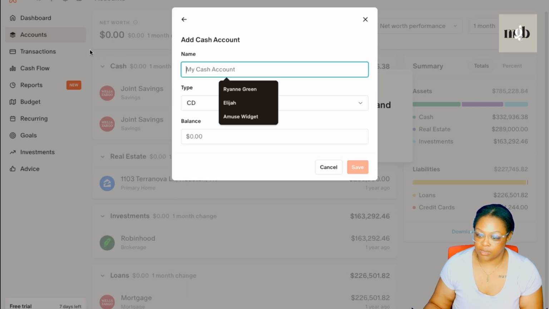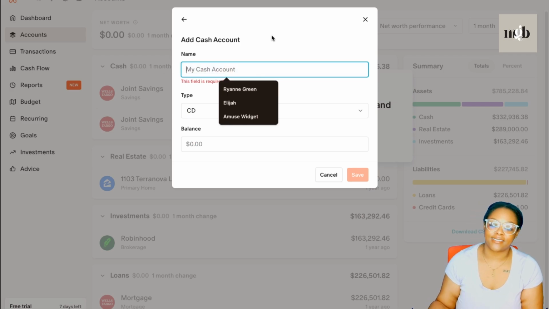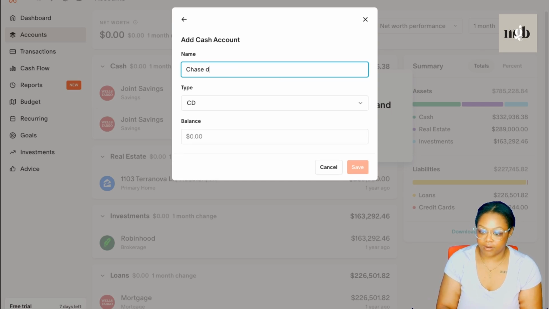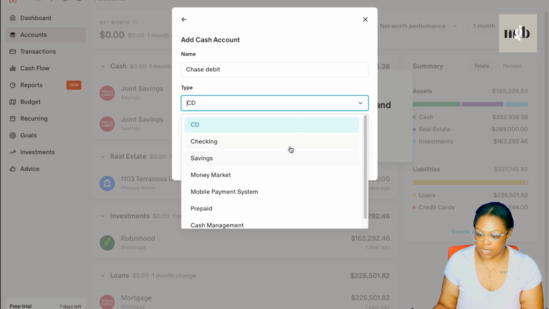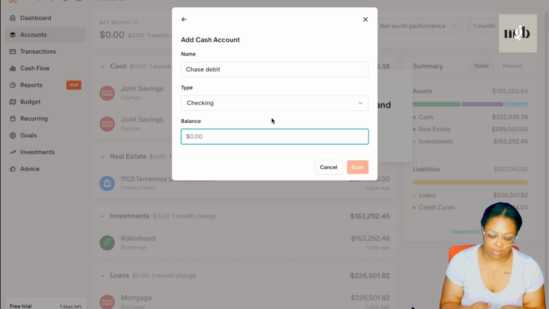Okay, so this is going to be my debit card. Chase debit. And checking account. My balance right now. Okay, let's not talk about this.